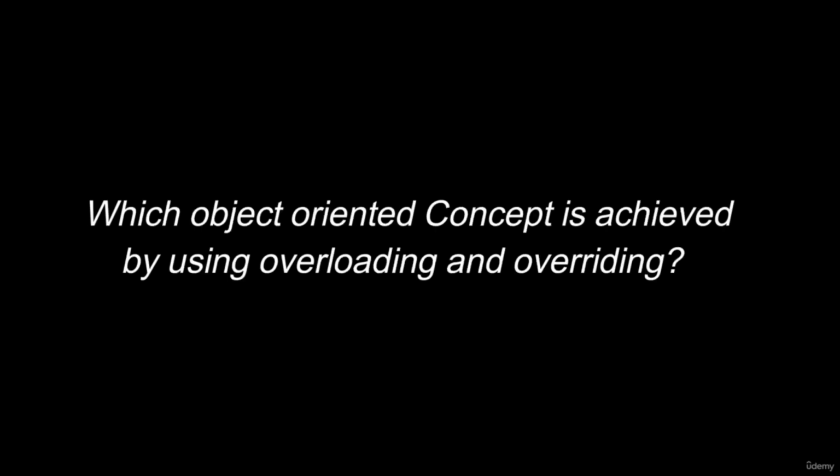What is mutable object and immutable object? If an object value is changeable, then we can call it a mutable object. Example, StringBuffer. If you are not allowed to change the value of an object, it is an immutable object. Example, String, Integer, Float. Which object-oriented concept is achieved by using overloading and overriding? It is polymorphism.